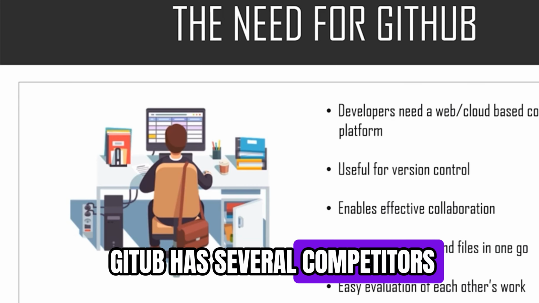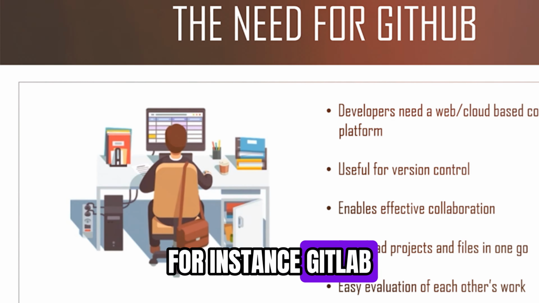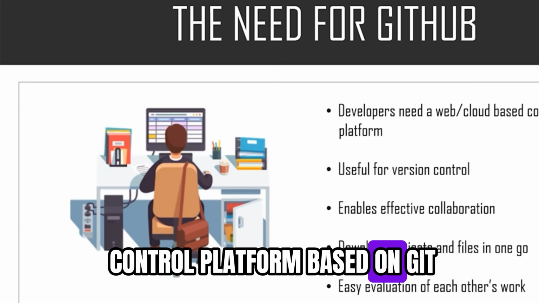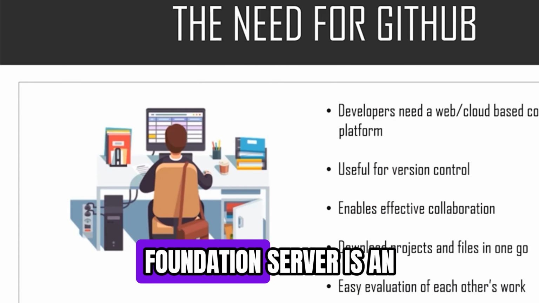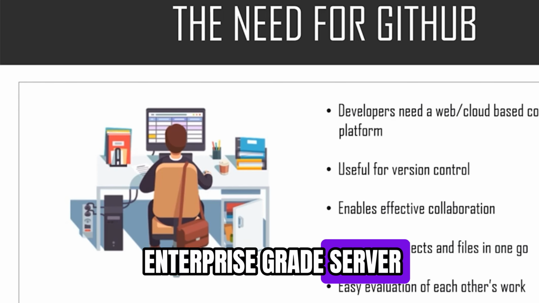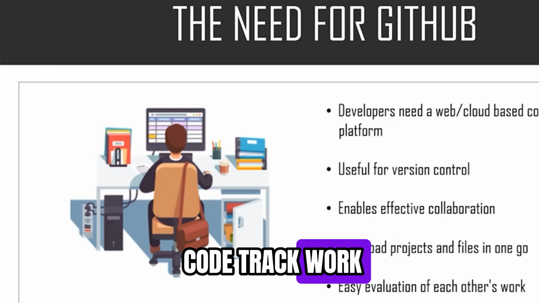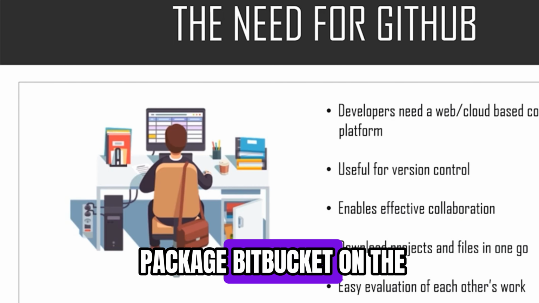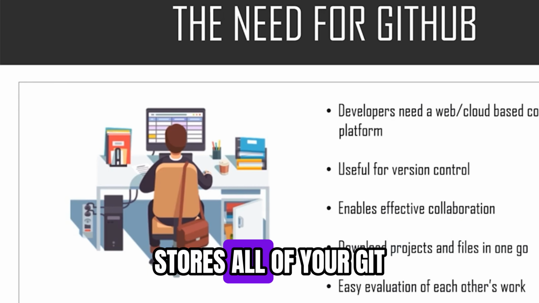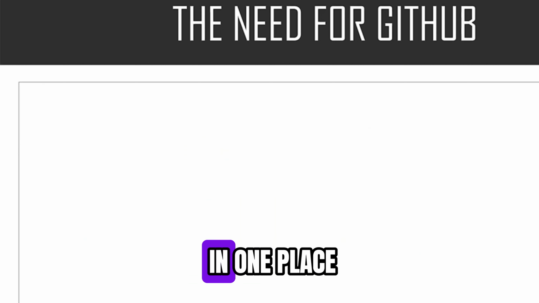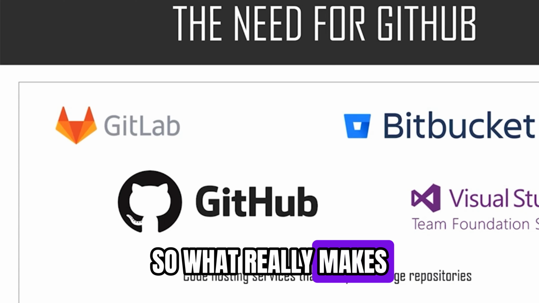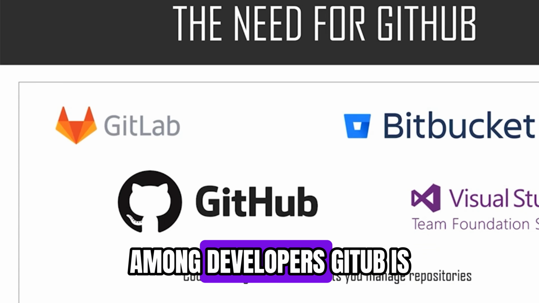GitHub has several competitors, for instance, GitLab. GitLab is an open-source web interface and source control platform based on Git, whereas Microsoft Team Foundation Server is an enterprise-grade server for teams to share code, track work, and ship software for any language, all in a single package. Bitbucket, on the other hand, stores all of your Git and Mercurial source code in one place with unlimited private repositories. So what really makes GitHub so powerful and popular among developers?